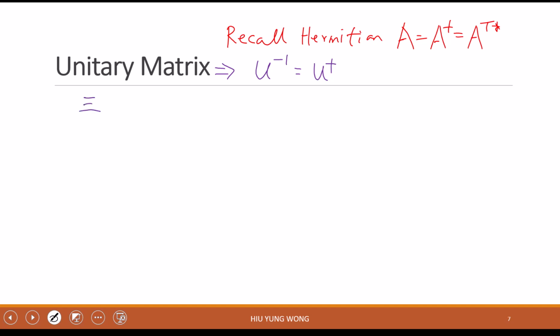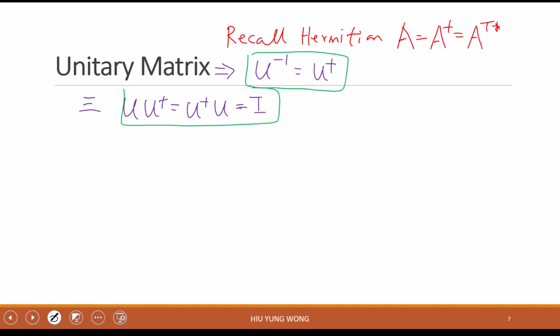Or equivalently, it means U times U dagger equals to U dagger times U equals to identity. Right? Basically, it's just saying that U inverse U dagger, I multiply U from left and U from right. Anything multiplied by its inverse is 1, right? That is the identity matrix. So you can think of this as definition for unitary matrix. Whenever people say unitary, that is the first thing you need to realize. That is the first thing.